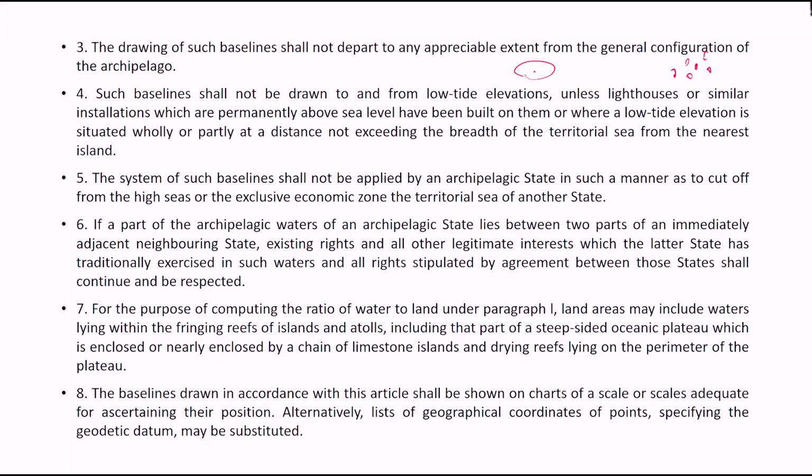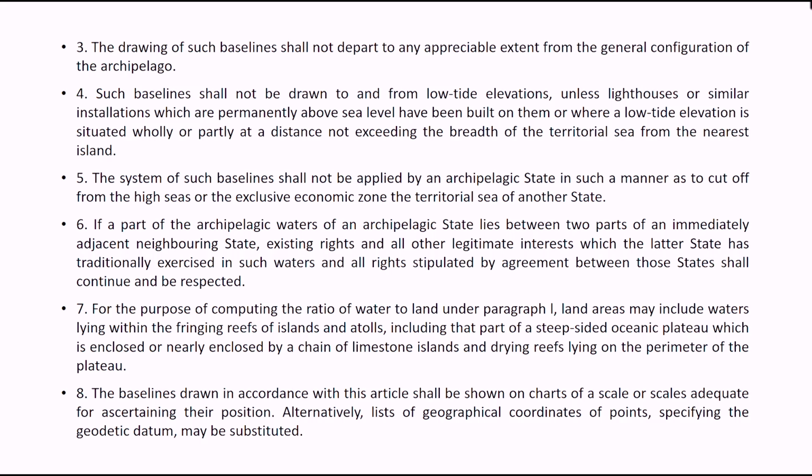So, for example, if this is the archipelagic state and you have an island here, it cannot stretch to such an extent. This island will have a separate baseline, a separate territorial water and a separate contiguous zone and EEZ. So, it must not depart to any appreciable extent from the general configuration of the archipelago.